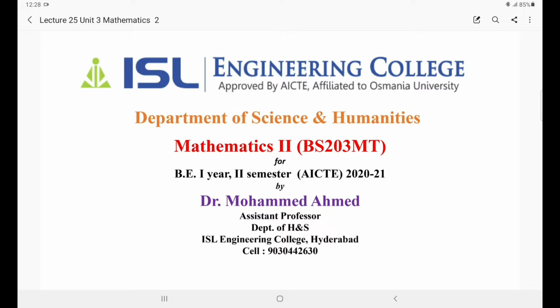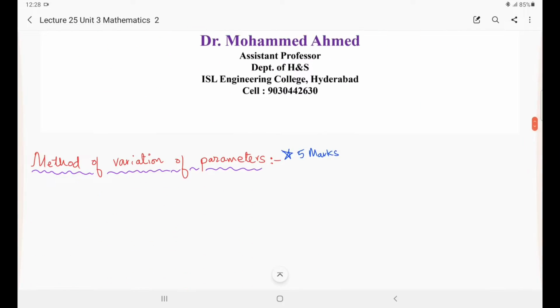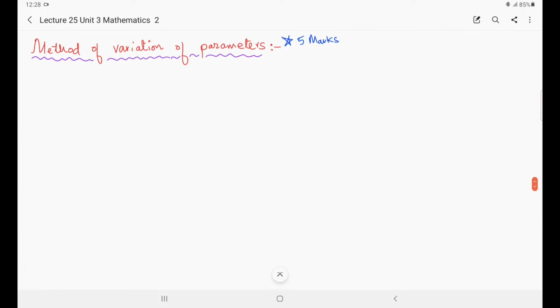Now in today's class we are going to see a new method called the method of variation of parameters, and this method is used to find the particular integral. This method is applicable only for second order differential equations with constant coefficients, and it is important in your syllabus. In this third unit, this topic is very important and will be asked many times, for 5 marks. The method is called the method of variation of parameters.